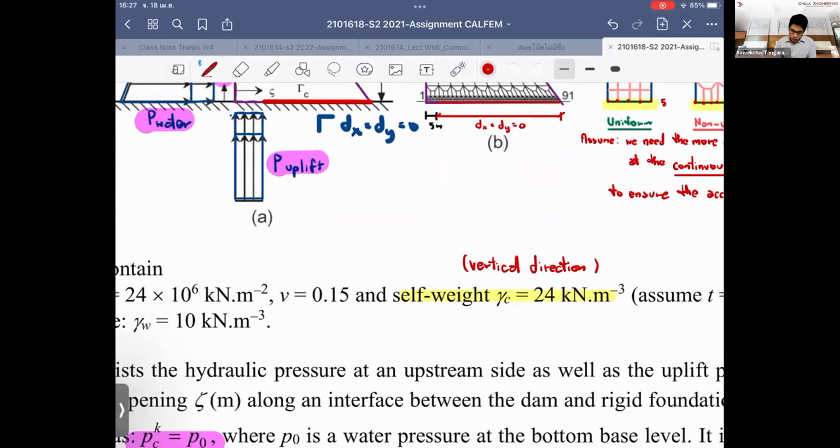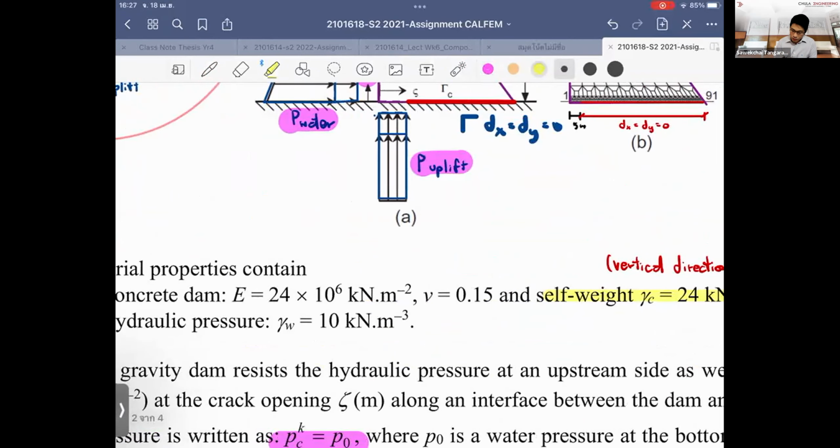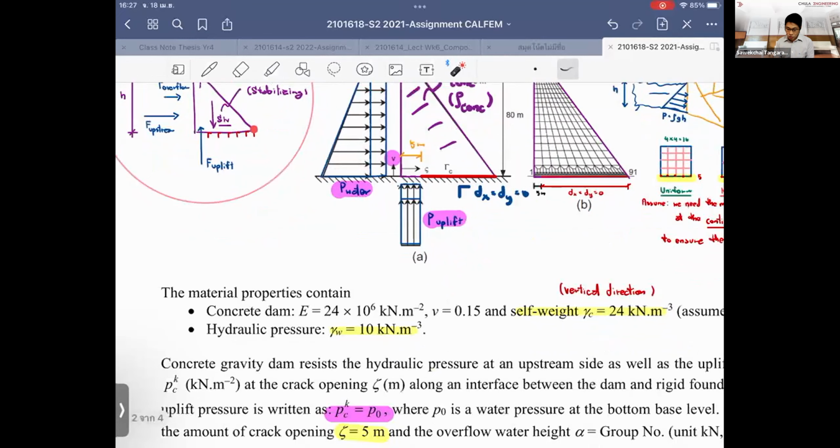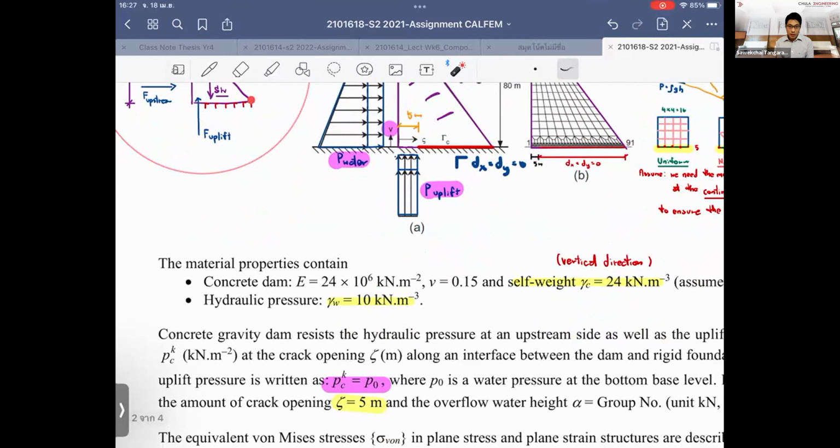So what you do is read through the information I'm giving you as well. This is the hydraulic pressure. You know already the hydraulic pressure is trying to push the force here, and make it in the unit of per volume. So you just assume the thickness of the dam to be the unit, which is 1 meter, because this is in plane strain.